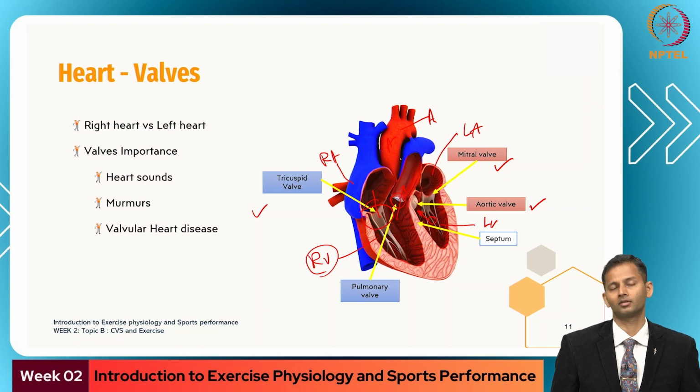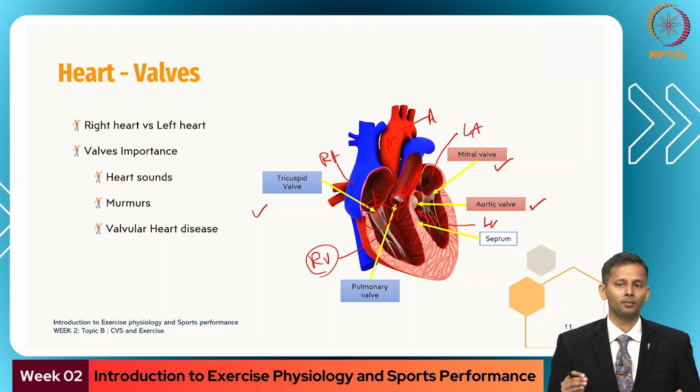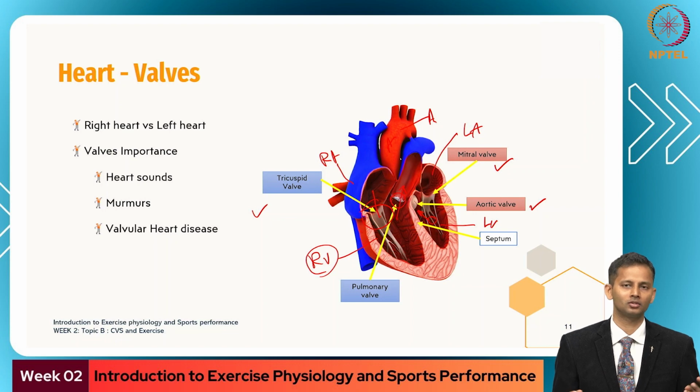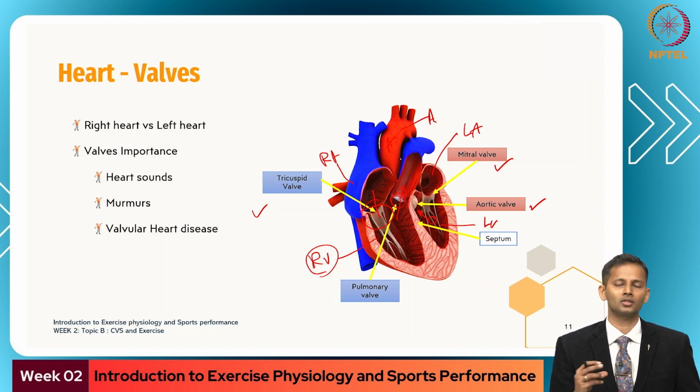What is the importance? The timely closing and opening of the valves produces sounds, commonly called lup-tup. So that is the heart sounds, S1 and S2, heart sound 1 and heart sound 2. In certain cases, there may be continuous occurrence of additional sounds. These are called murmurs, because of some defects in the valves. So the entire gamut is termed valvular heart disease.